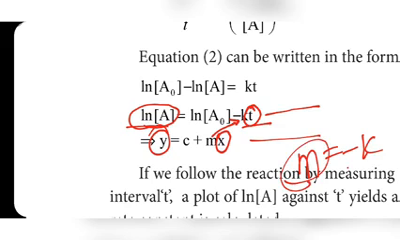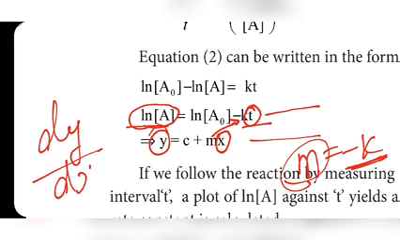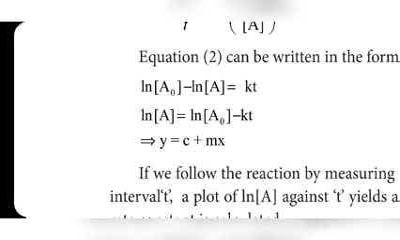If you know the slope, we can determine the rate constant. We can easily find out the slope from the graph by using the formula dy by dx. This is the formula for calculating m. If you know m, we can determine the rate constant k. Like that, if you know the intercept, we can calculate log A, that is C.